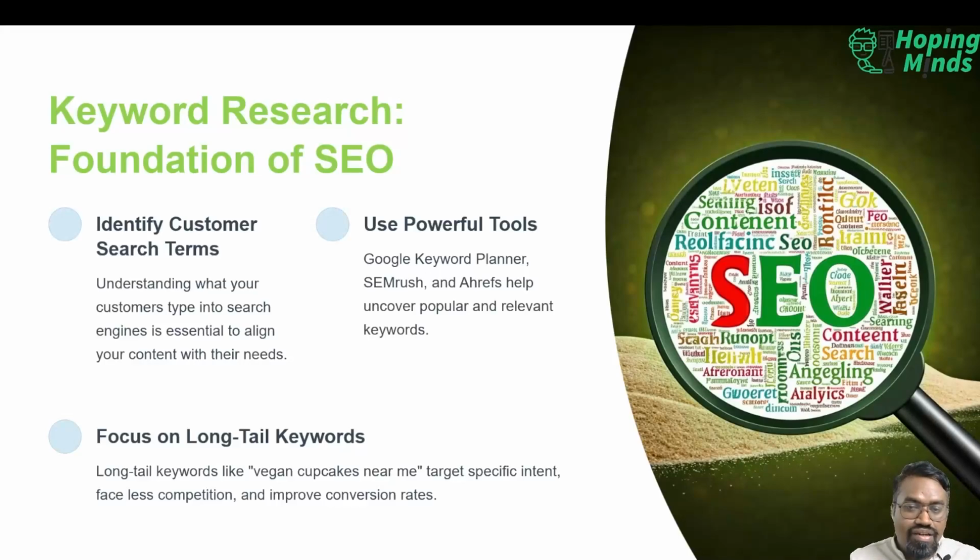Now, long tail keywords like vegan cupcakes near me target the specific intent of a user, which might get you improved conversion rates. So I'll search vegan cupcakes near me. I might be interested, as a user, to purchase those vegan cupcakes. So it will again turn into sales, which in our field is known as conversion, and hence improves the conversion rates.